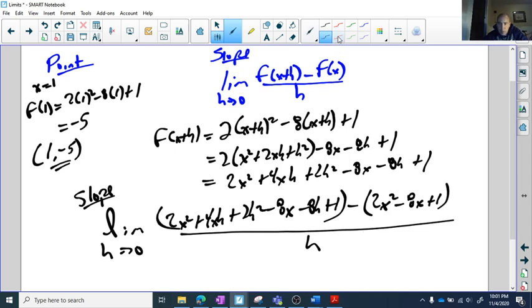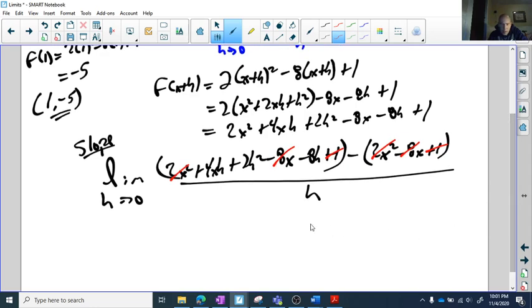Now if you do this properly, what should happen here is anything that doesn't have an h in it should disappear. So watch, 2x squared, take away 2x squared. They're gone. A negative 8x, and then a negative negative, that's a plus 8x. So that and that will wipe each other out. Plus 1, and then minus 1. So this, we'll get rid of this. That's gone.